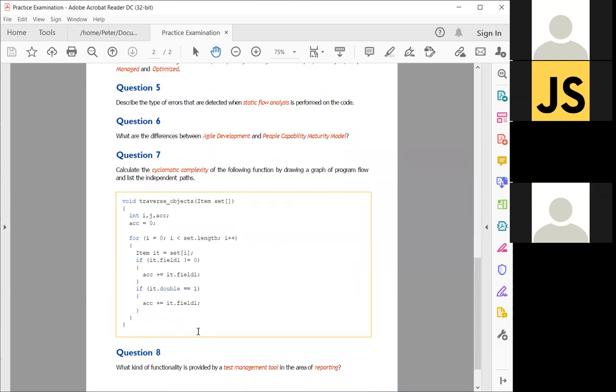And then for question 7, it says, calculate the cyclomatic complexity of this function, drawing a graph of program flow and listing the independent paths. In the exam, we don't expect you to draw any graph. There's going to be a question on cyclomatic complexity in the exam. So you can look at the question and see how you can possibly answer it, but we don't expect you to draw any graph. If you come across any question related to this, with code given, just have a look at it, see how you can answer, list the independent paths, and also talk about the cyclomatic complexity.